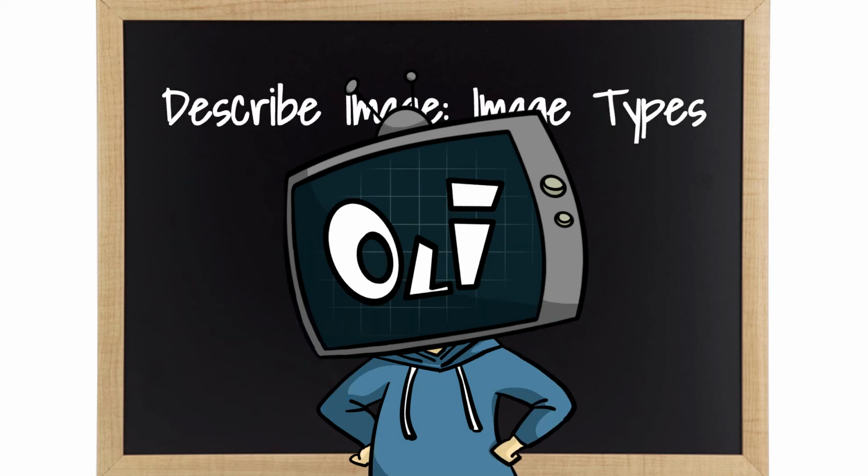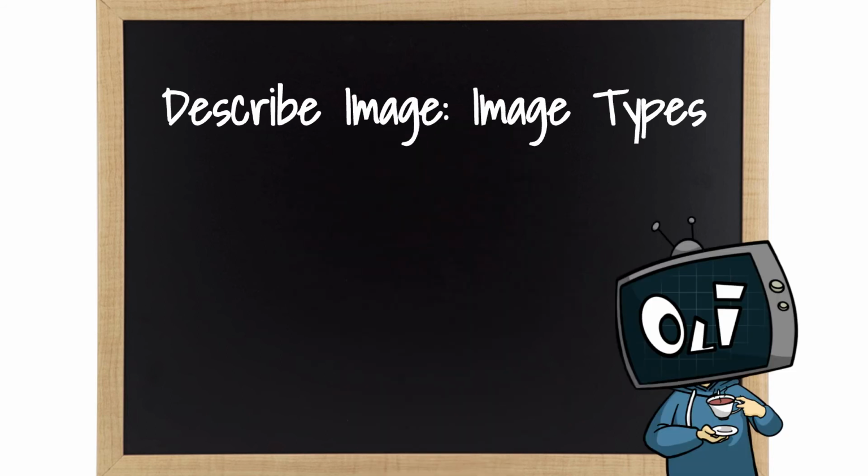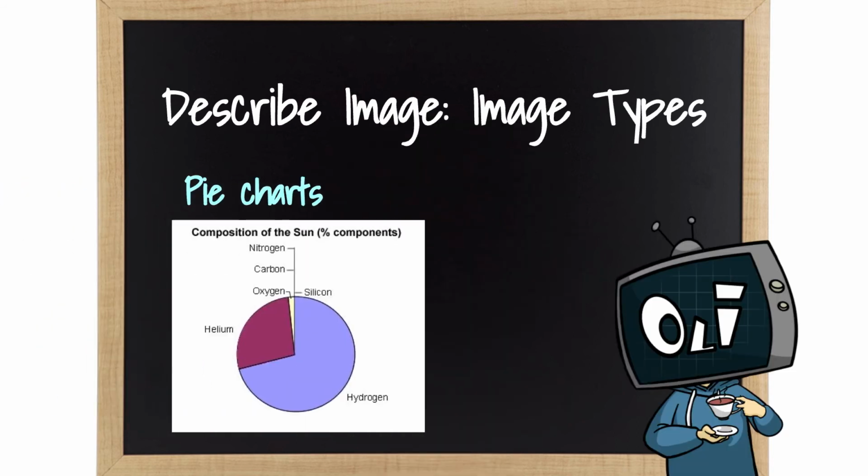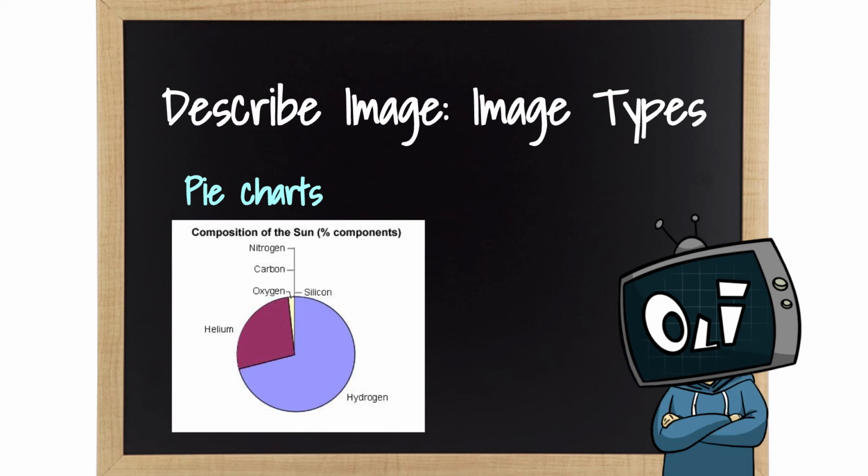Let's go through some of the details regarding different image types. The first is pie chart. This is probably the simplest type you can get. You really just have to get the title, the components, and their respective proportions, and that's about it.